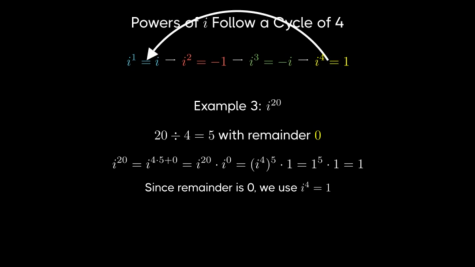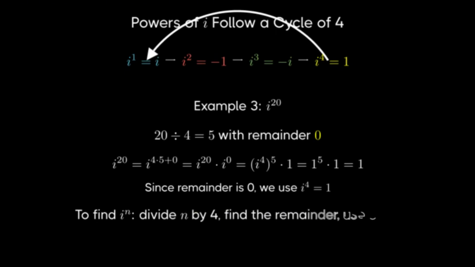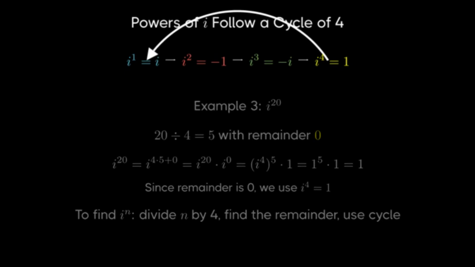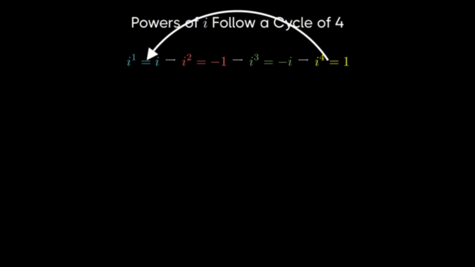Looking at our cycle, a remainder of 0 corresponds to the fourth position, which is 1. Any power of i that gives a remainder of 0 when divided by 4 will equal 1, just as i to the 4th, 8th, 12th, 16th, and 20th all equal 1. This method works for any power of i. Simply divide the exponent by 4, find the remainder, and use the corresponding value in our cycle. The remainders 0, 1, 2, and 3 correspond to the values 1, i, -1, and -i, respectively. This pattern makes calculating powers of i remarkably straightforward.